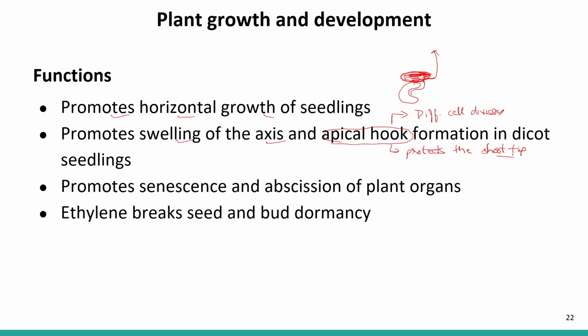Alright. Another important function is that it promotes senescence, meaning growth inhibitor. It promotes senescence and abscission of plant organs. And what else does ethylene do? Ethylene breaks seed and bud dormancy, meaning it helps in growth, so it is a growth promoter now. Okay, so ethylene is both a growth inhibitor and a growth promoter.